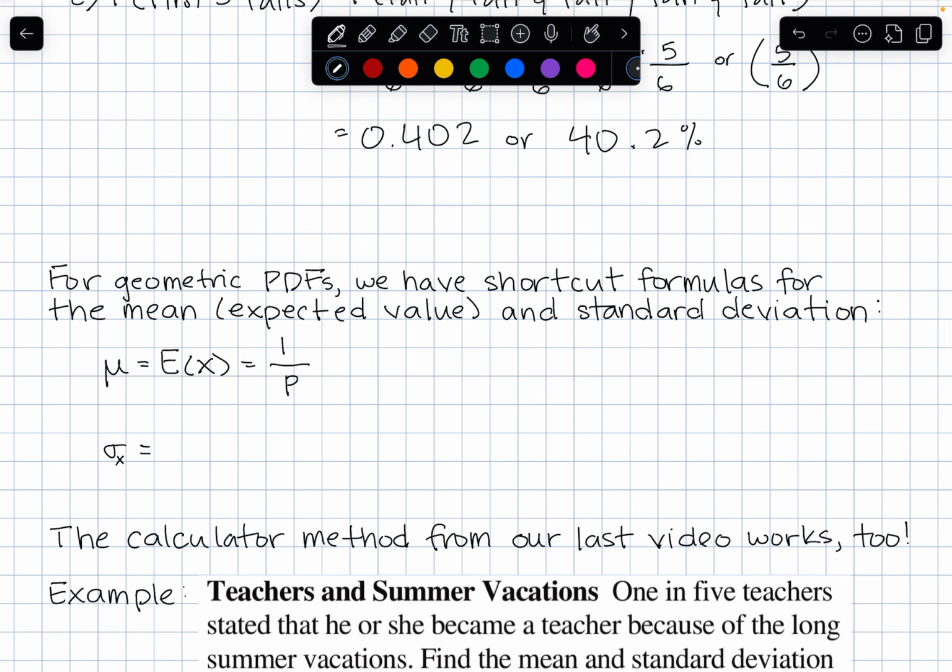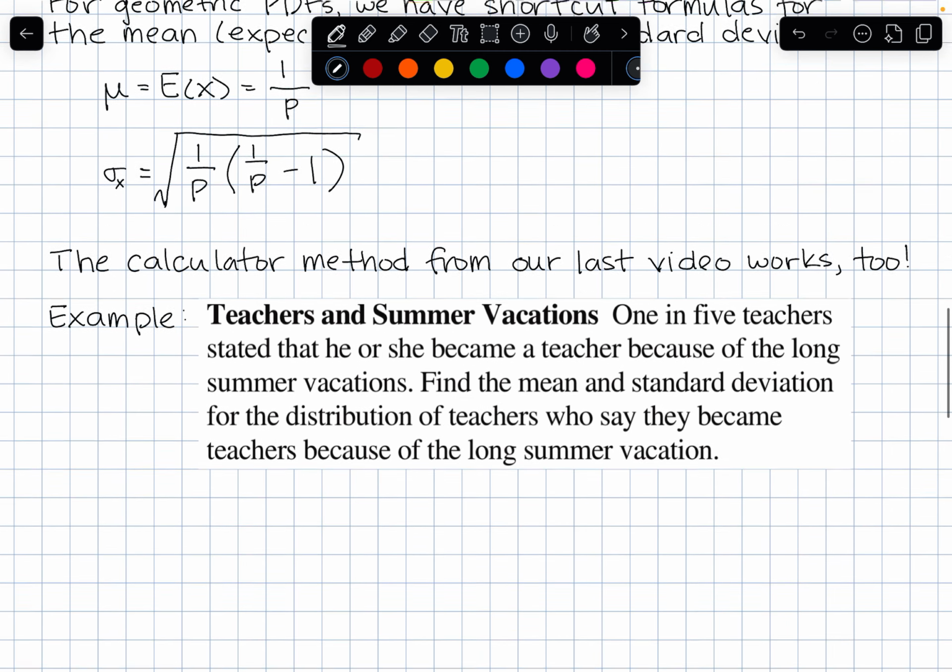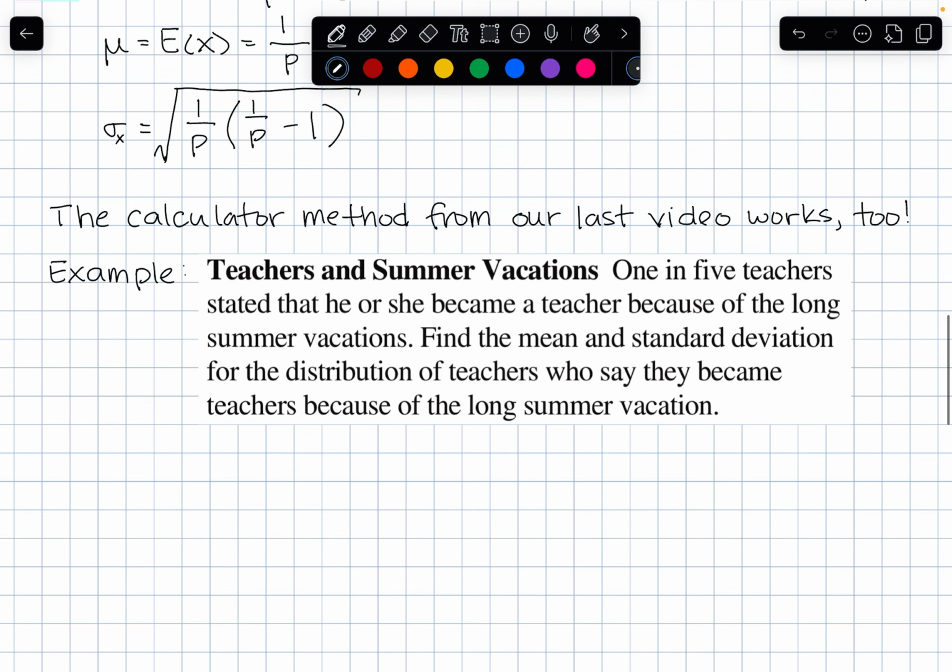The standard deviation is a little bit more complicated, but not a whole lot. We're still taking a square root, and it's the mean, 1 over p, times 1 over p minus 1. And that's something that we would do on a calculator. We're going to go ahead and do this really quick with an example, and then we will be done with week 2's material. So our example says 1 in 5 teachers stated that he or she becomes a teacher because of the long summer vacations.